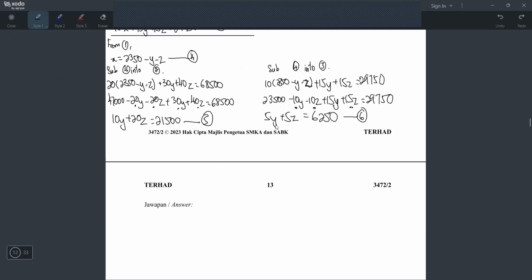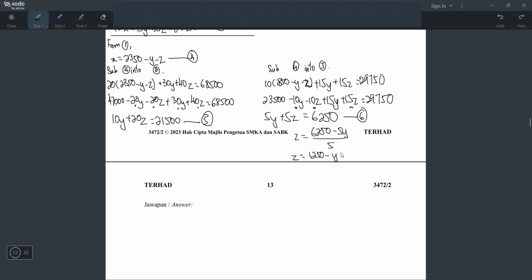Okay, let's say I use this equation and I try to find z, right? Let's say I make z single. Or you want to make y single also can. So it will be 6250 minus 5y, divide by 5. So what happened here is I'll get z equals to, both these numbers have to divide 5, right? So 6250 divide 5 will be 1250. And then the 5y also has to divide 5, which is just 1y.